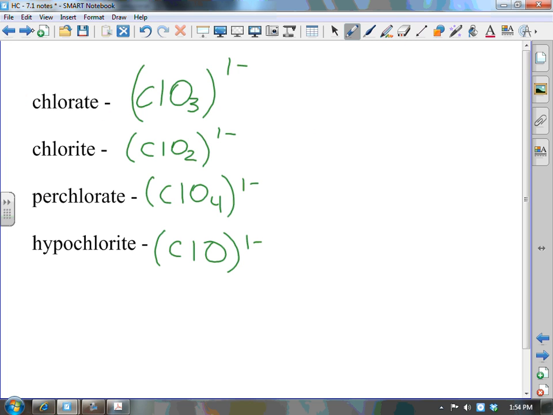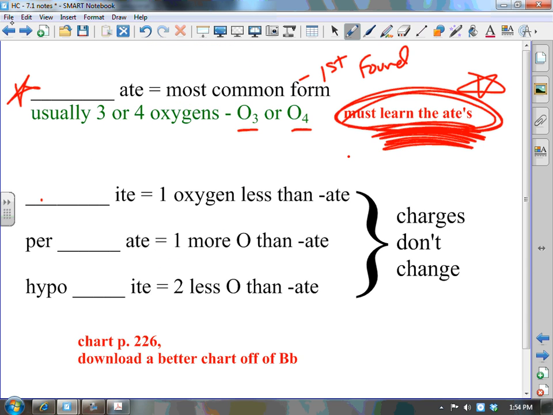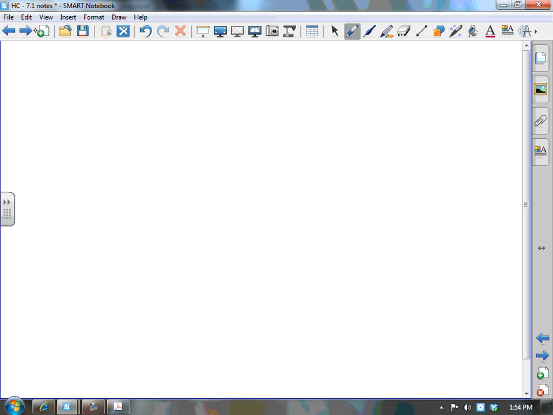So, just to give you an example here. Chlorate is ClO3 and has a -1 charge. That is the most common way that chlorine bonds with oxygen, O3. Well, if that's what we call chlorate, then chlorite is one less oxygen, ClO2. Okay? Again, -ite, one less oxygen; per-ate, one more; hypo-ite, two less. It falls in that pattern.